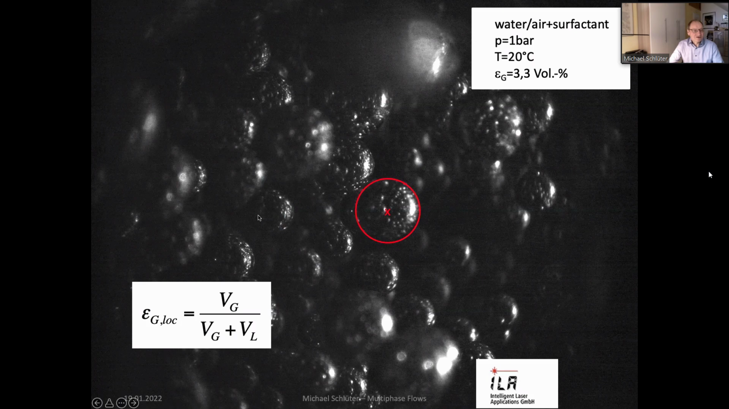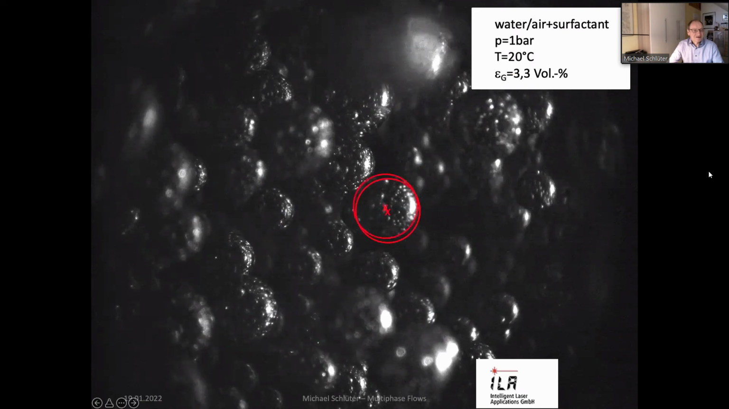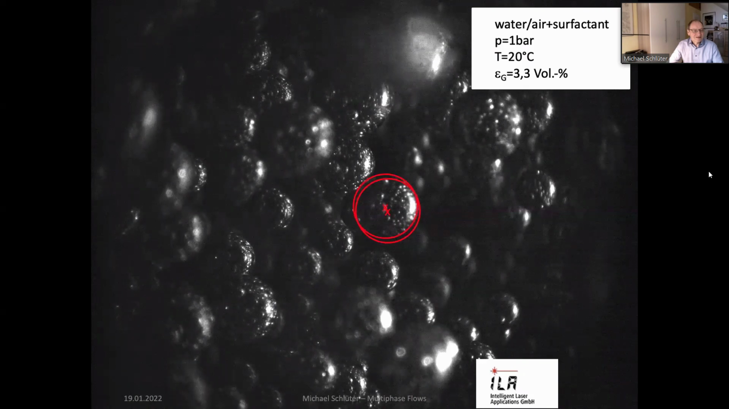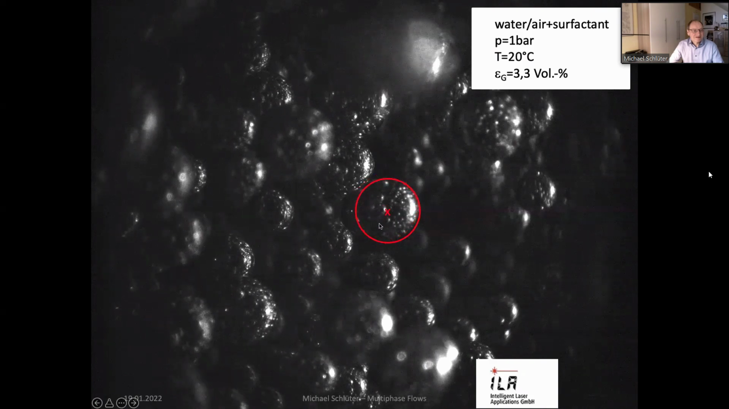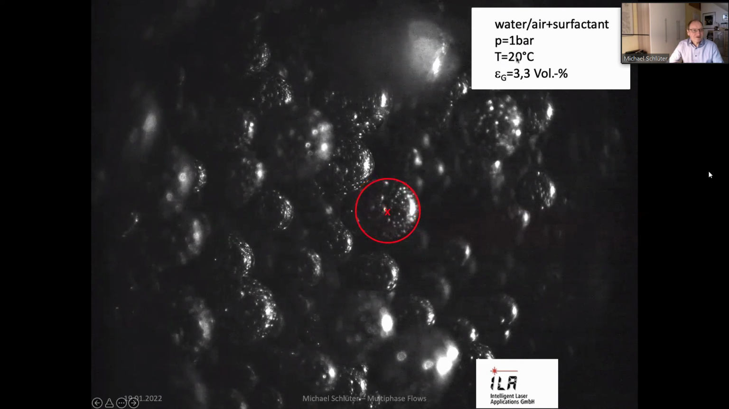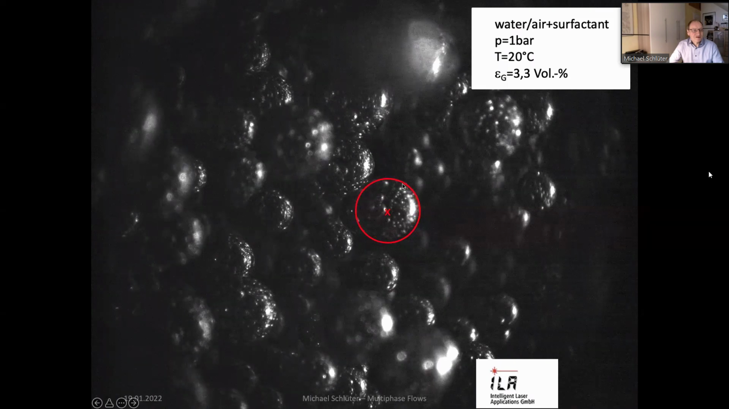And we can also get information about the velocity of the bubbles, because if we shoot two pictures in a certain time distance, here for example 10 milliseconds, then you can see how the bubbles are shifting in 10 milliseconds, and this helps us to get the velocity of the bubbles. This is an example for 1 bar, 20 degrees Celsius, and only 3.3 volume percent of gas. You see, even with this tiny gas hold up, we have no chance anymore to look inside the swarm, despite the fact that we have this endoscopic system.